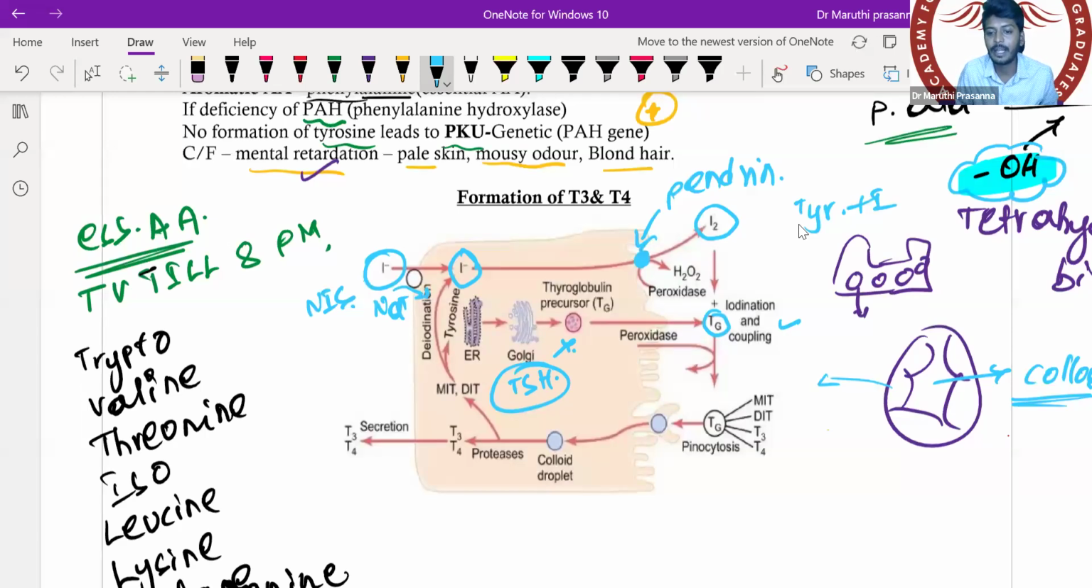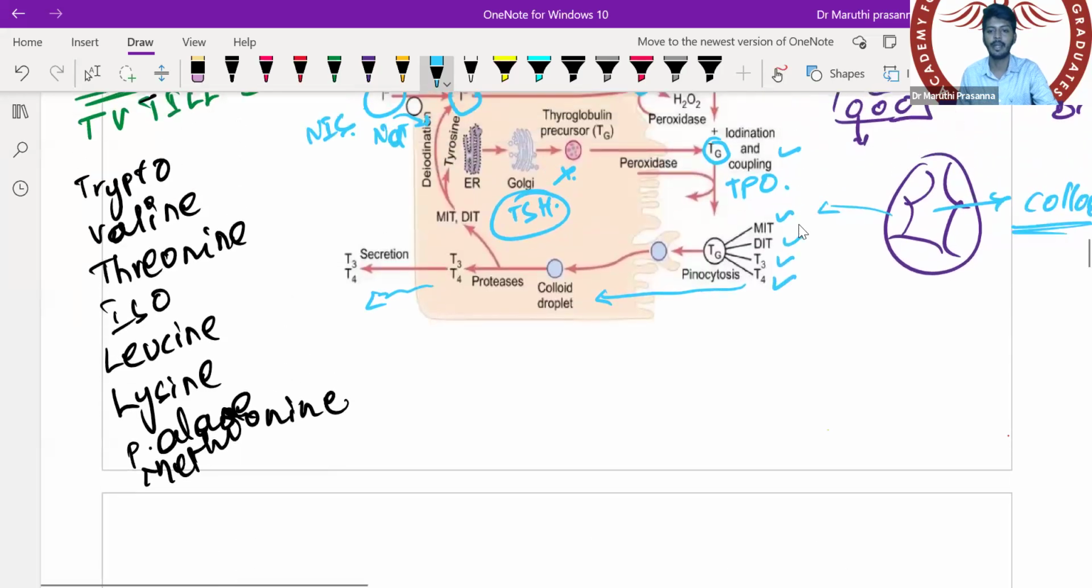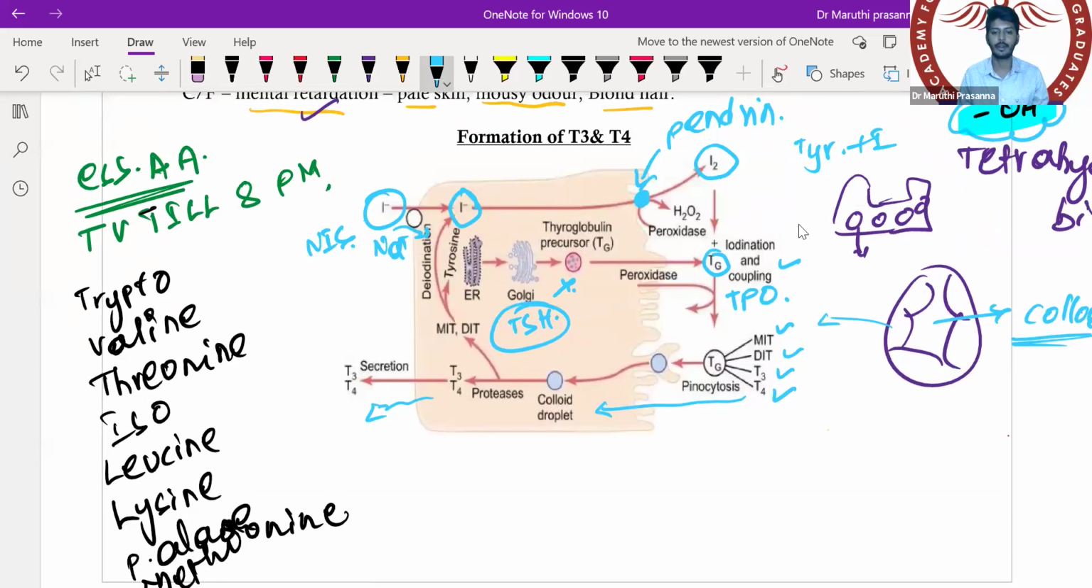For the iodination and coupling, we will require an enzyme. We will call it TPO, that is thyroid peroxidase. So thyroid peroxidase will synthesize your monoiodotyrosine, diiodotyrosine, T3 and T4. Now, whenever your body requires T3 and T4, those colloid droplets will come, and that will be secreted into the blood. That is your conversion, that is your formation of T3 and T4. Clear, everybody?